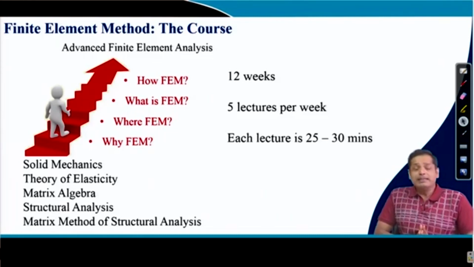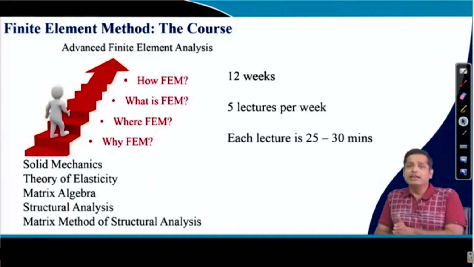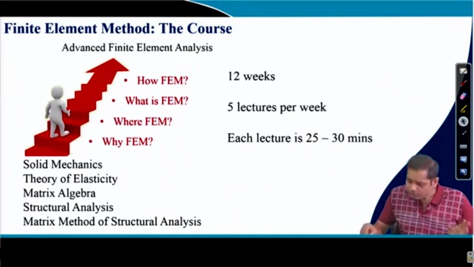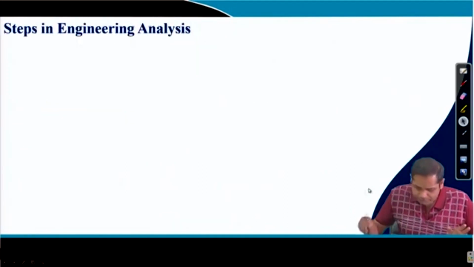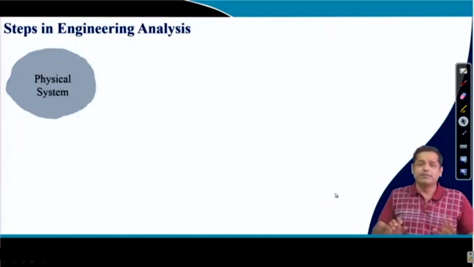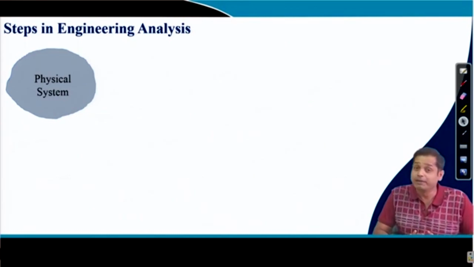Now, there are some steps in engineering analysis. What are those steps? Suppose I have a physical system. This physical system could be anything.